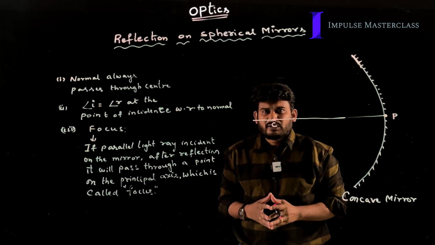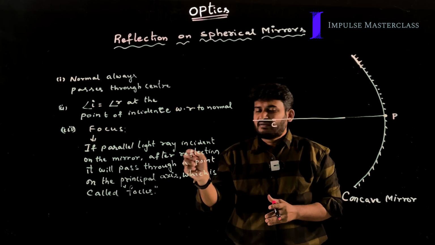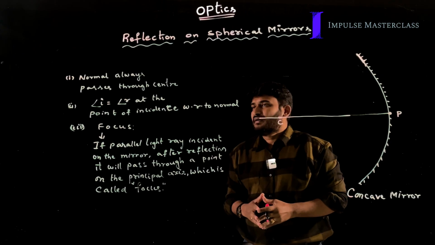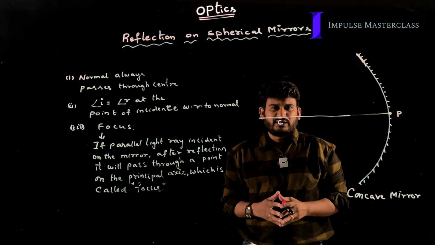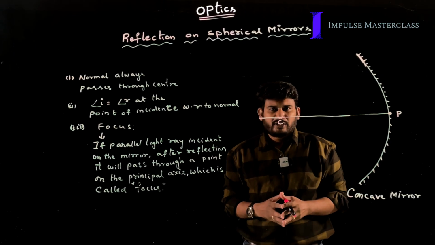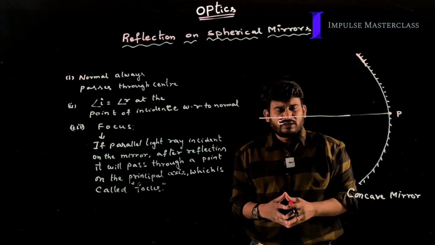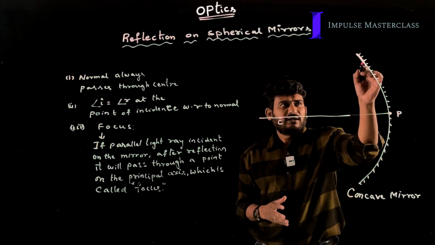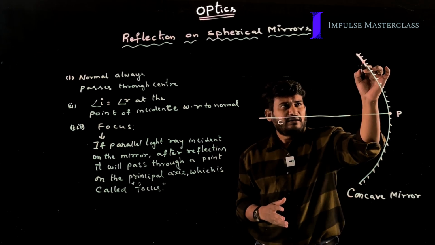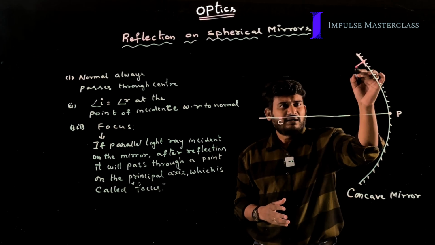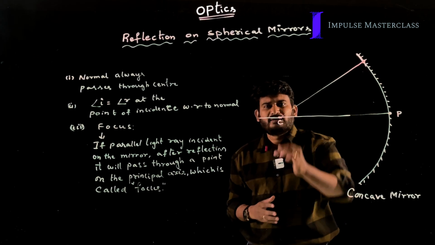In spherical mirror concepts, these 3 points are very important. You need to remember. Let's go with the first one: normal always passes through the center. Let us consider a concave mirror. Any point on the concave mirror, if you consider and draw the normal from that point, for example, this is the point, it passes through the center.